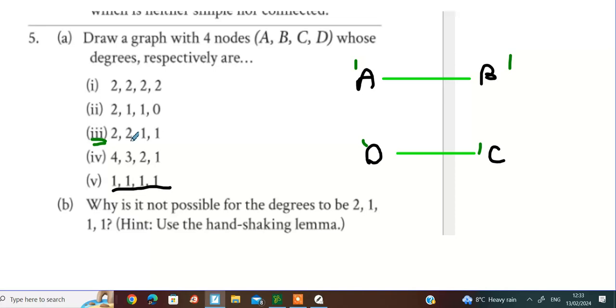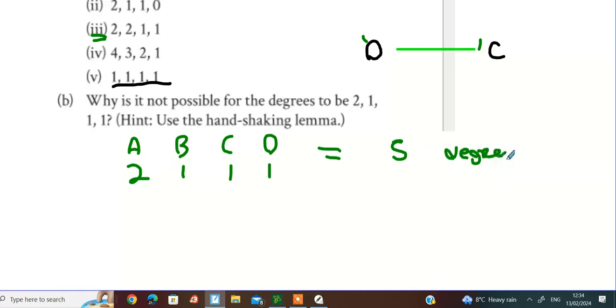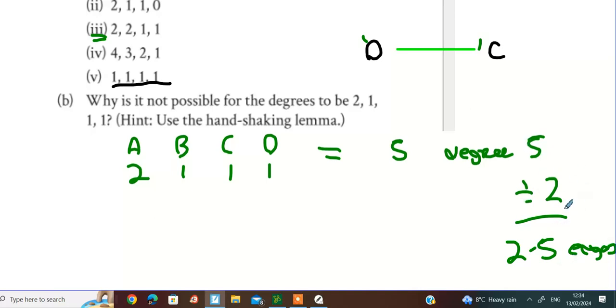Why is it not possible for the degree to be 2, 1, 1, 1? Hence using the handshaking lemma. All right. So A is 2, B is 1, C is 1, D is 1. It's an odd number, so it'd be degree 5. And if you divide it by 2, you can't have 2.5 edges. The degree total has to be even, and it has to divide by 2 to give you a whole number of edges. So you can't have an odd number of odd degrees. All right.